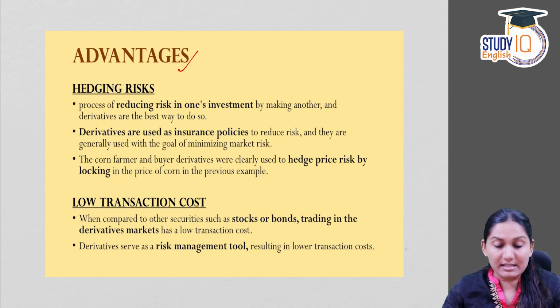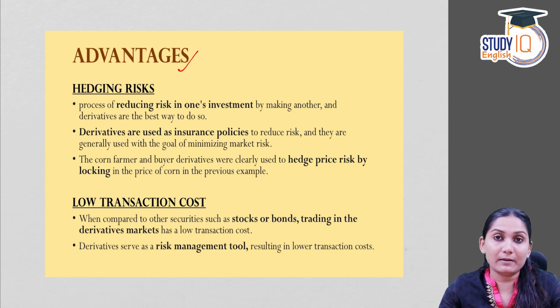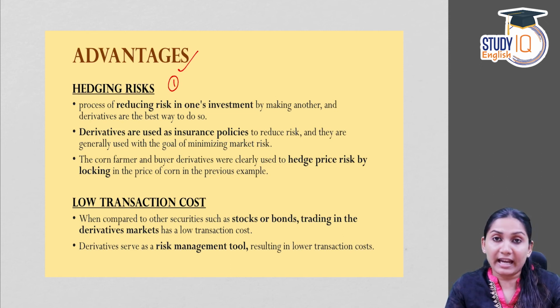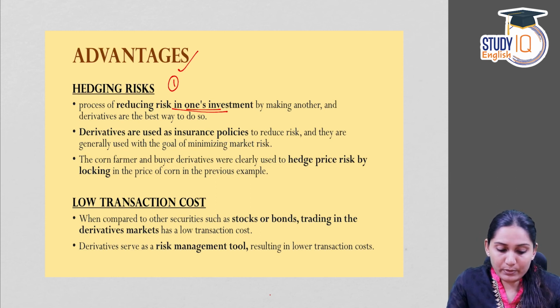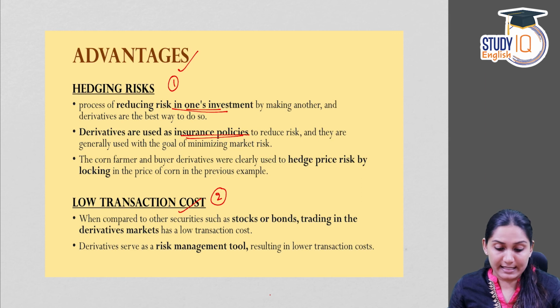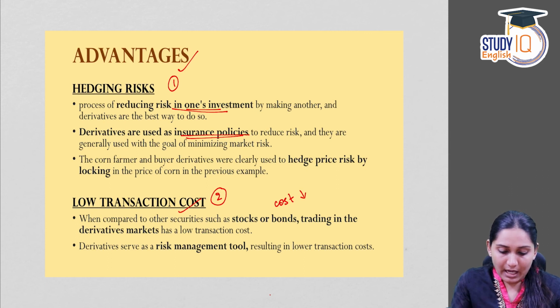Now coming to the advantages and disadvantages of derivatives. First one, as we have said, it helps in hedging risk. It reduces the risk in one's investment because derivatives give more options. And they are used as insurance policies to reduce the risk. Second one is its low transaction cost as compared to other financial instruments like the stock, bond, etc. The cost of transaction is less. They also act as a risk management tool.